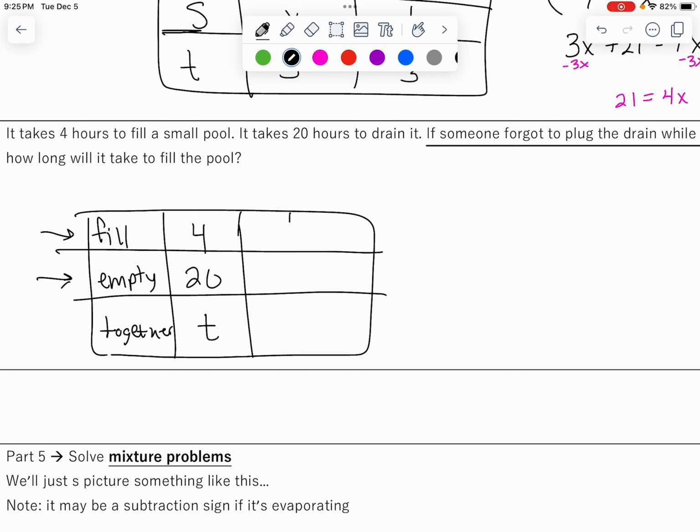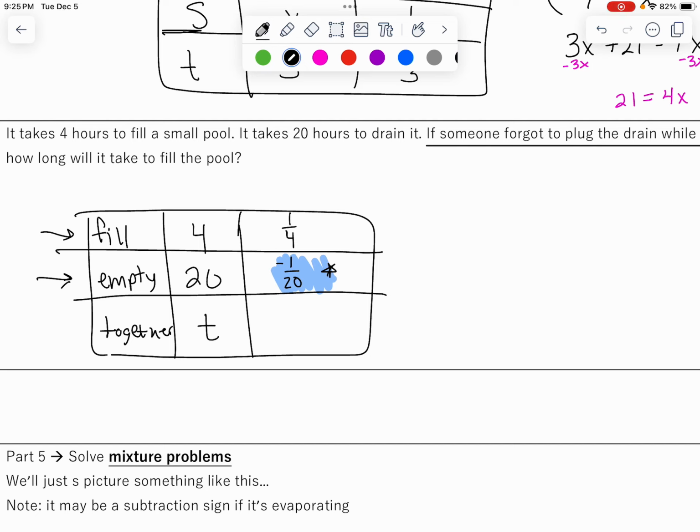I'm gonna say 1 over 4. Here's the trick. What's the emptying fraction? Remember, it's working, it's unfilling the pool. Negative 1 over 20. That's when they're working against each other. That's why I needed to do this example. I don't need to finish it here.